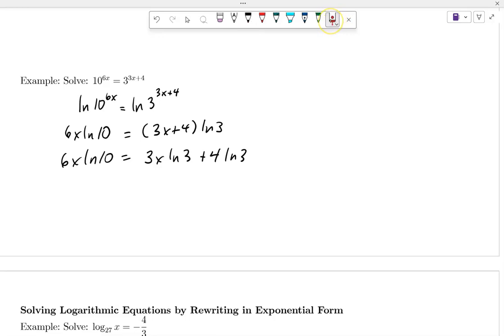Now again, I've got x's on both sides, right? What do we want? X is on the same side. Exactly, right? That's all you've always tried to do when you've tried to solve equations. You want to try to isolate the x, right? So to get the x on the same side, let's subtract this 3x natural log of 3 to the other side.